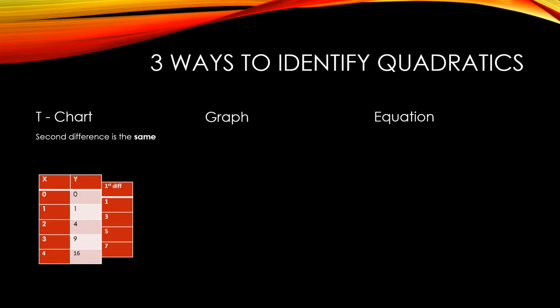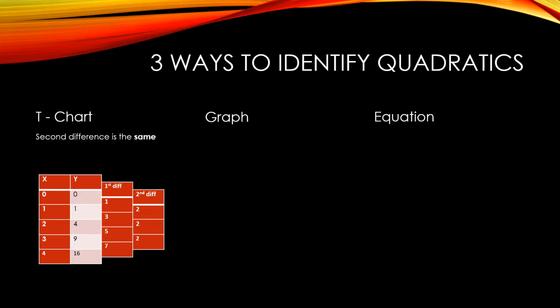Now, to take it one step further, we're going to do the same thing with the results from our first difference to calculate our second difference. 3 minus 1, 5 minus 3, and 7 minus 5 will give us our second difference. All of those values are the same, which means that this is a quadratic function.